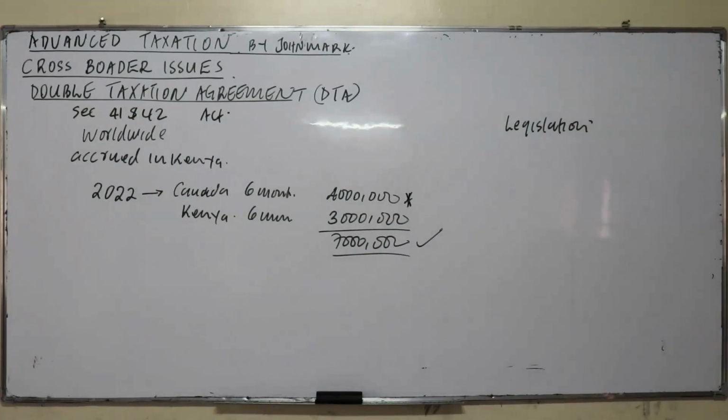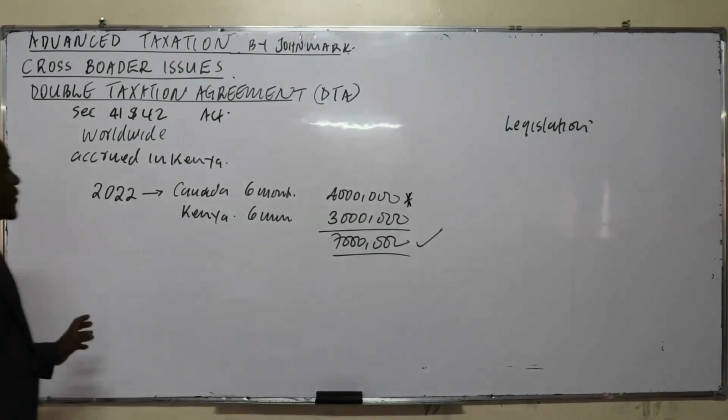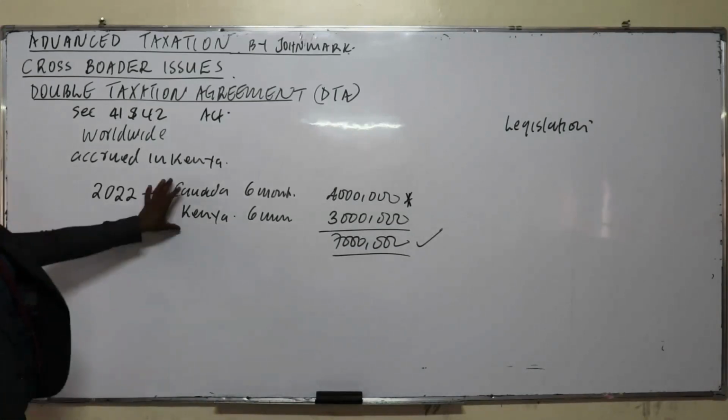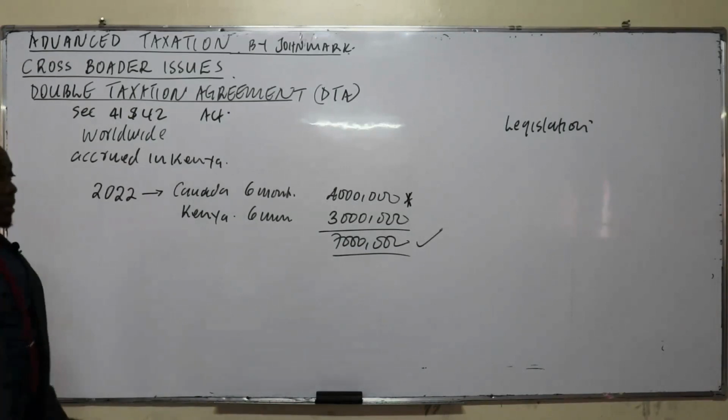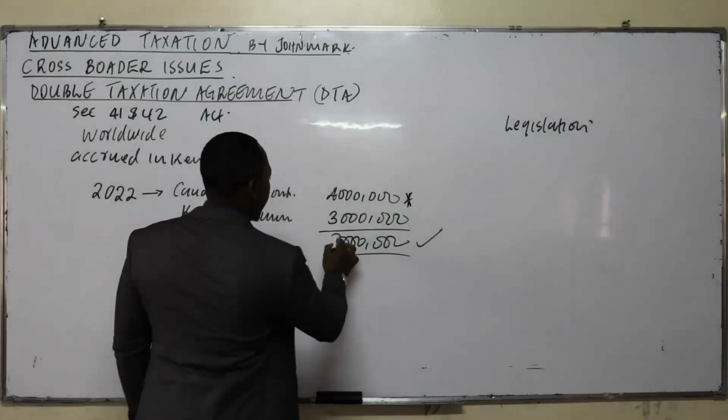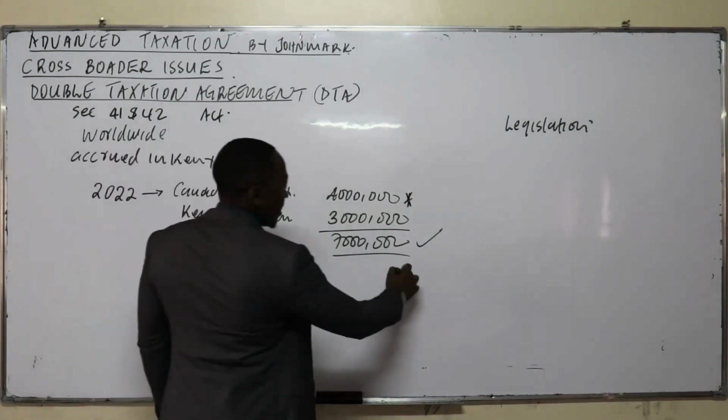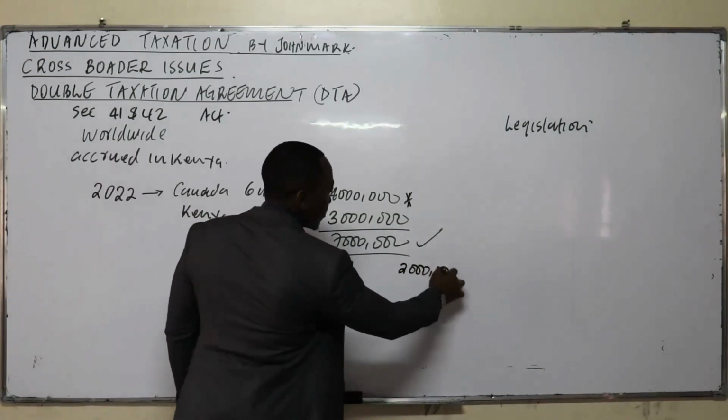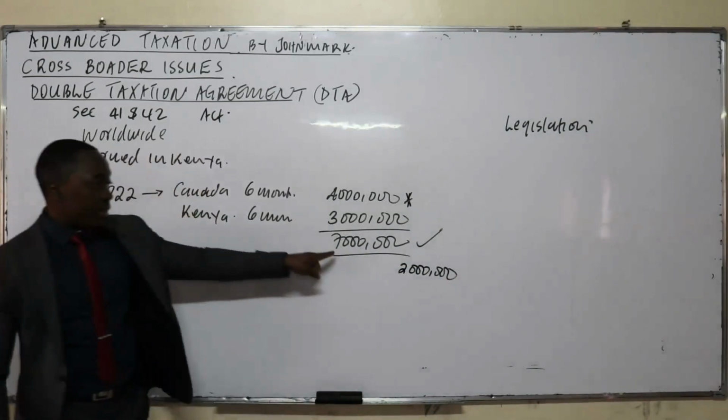Now let's look at conditions, subheading. Conditions under which the tax credit is granted. Normally this is what happens. If Kenya and another country, for example Canada, have a DTA, a double tax agreement, then if you assess an amount of 7 million and realize you're supposed to pay a tax of 2 million, this is a tax based on the assessed income of 7 million.